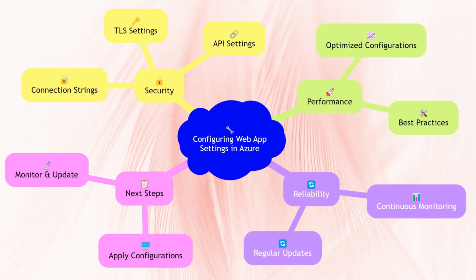Configuring web app settings in Azure, including TLS, API settings, and connection strings, is crucial for ensuring the security, performance, and reliability of your application. By following the best practices and guidelines outlined in this presentation, you can protect your web app from security threats and ensure it performs optimally. The next steps involve applying these configurations to your web app and continuously monitoring and updating them to maintain a secure and reliable application.